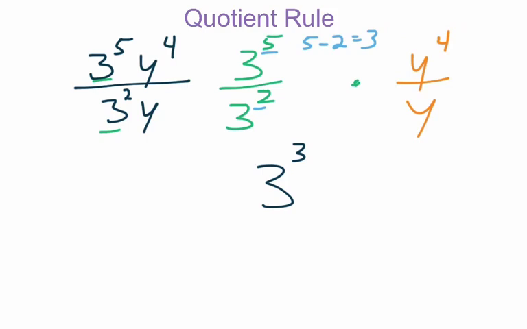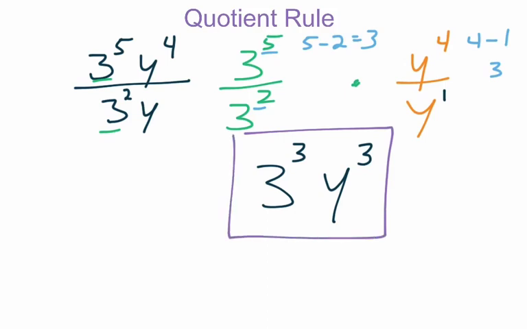Now remember this. Y doesn't look like it has an exponent, but it's always that power of 1 there. So I'm going to put that there because what that means is when we subtract the exponents, I've got 4 minus 1 right there. Of course, 4 minus 1 is also going to equal 3. So that is going to give me 3 cubed there, and then y to the third power. So if we subtract those exponents accurately, we then kind of knock it down to that.